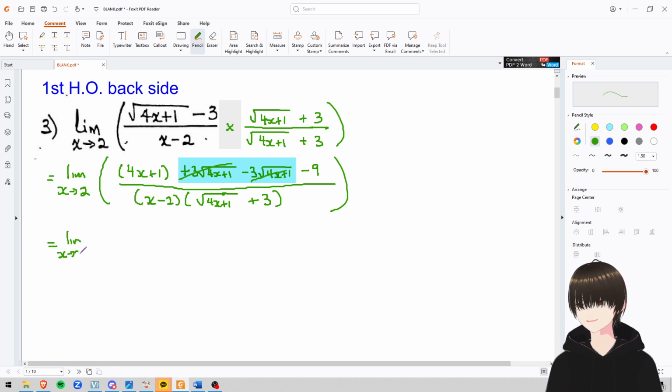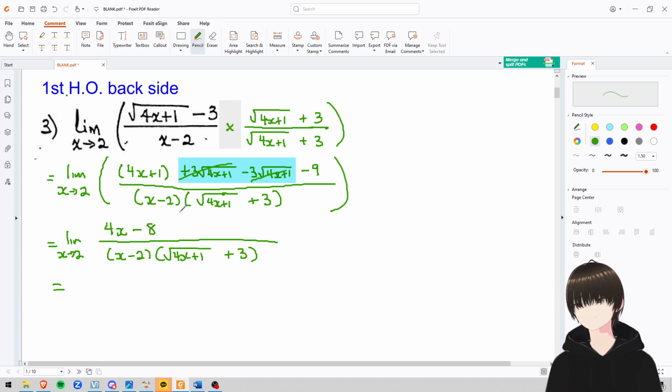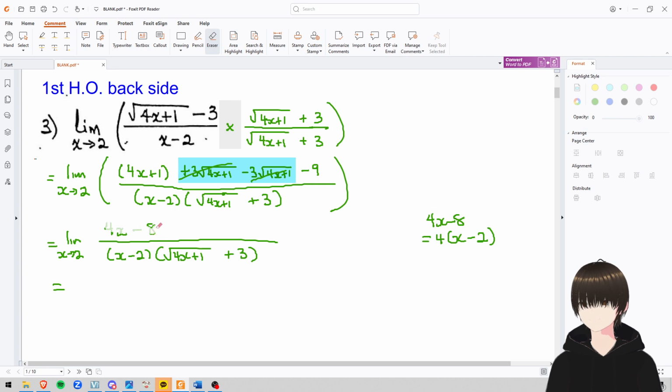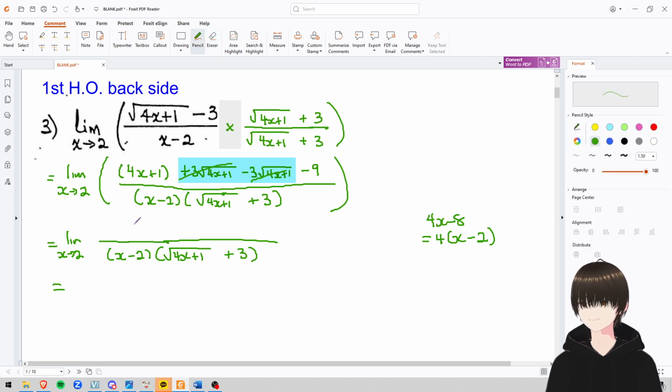So as x approaches 2, we have the limit of 4x minus 8 over x minus 2 times the root of 4x plus 1 plus 3. And just because I have this digital, I'm just going to erase that. 4x minus 8 is the same as 4 times x minus 2, so I'm going to rewrite this as 4 times x minus 2.